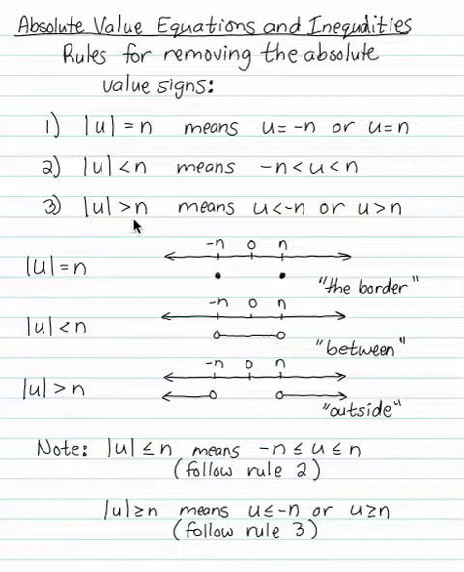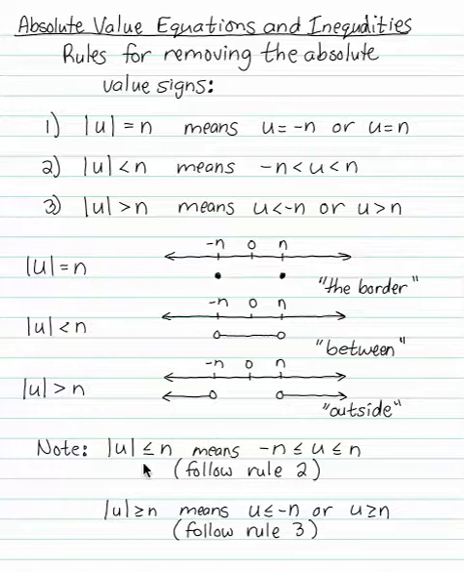Absolute value of u is greater than n. I got to go back 2 pieces. U is less than minus n or u is greater than n. Either u is greater than n already or quite the opposite, u is less than minus n. Those are two separate groups of answers, kind of outside our border.